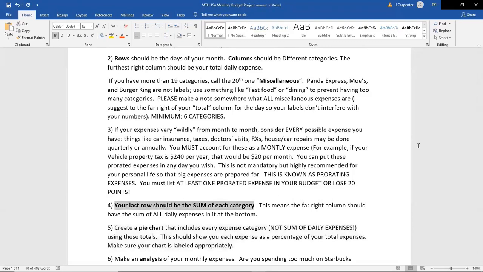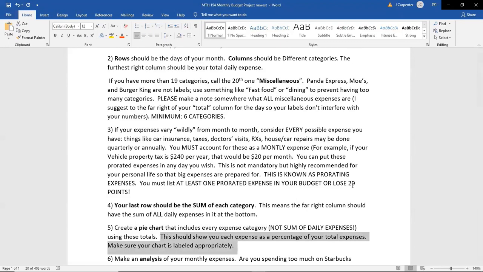Now remember, with pie charts, the idea here is that pie charts give you a visual representation of percents. So when you go through that labeling process, make sure they are labeled as percentages. In the pie chart, I don't want to see that you spent $1,200 on your rent. I want to see that your rent was 31% of your expenses.